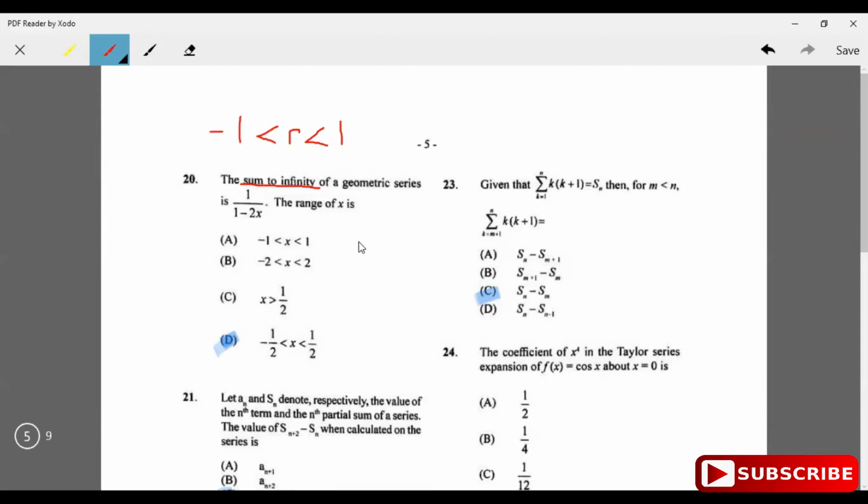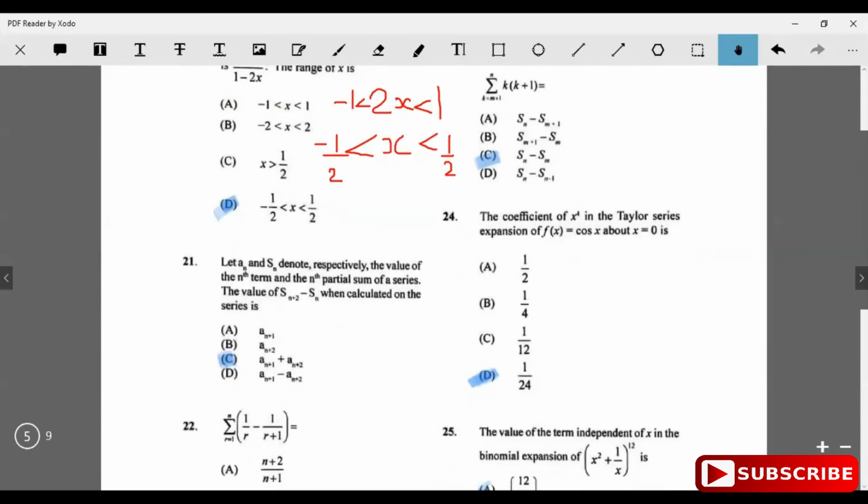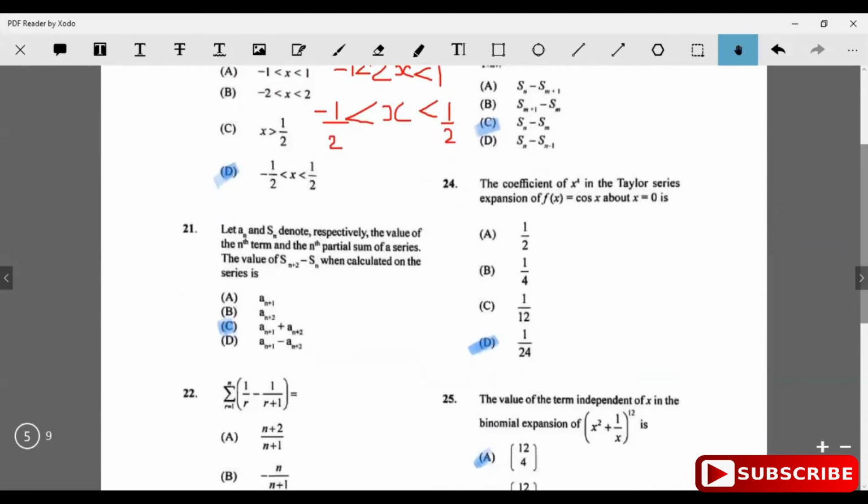So in this case, 2x, which is the common ratio, is between 1 and minus 1. And so x must be between negative a half and a half. And so that's option D. Very easy question. And that's dog.